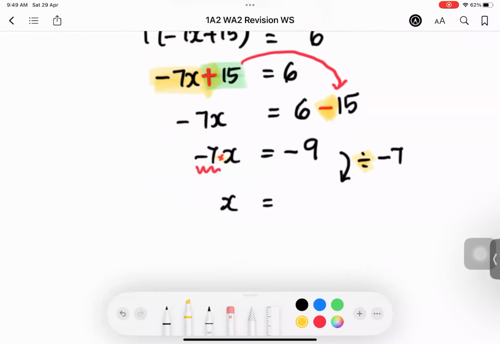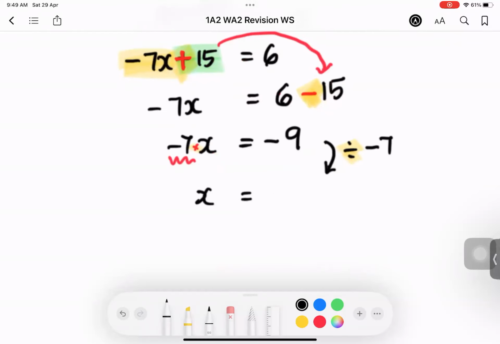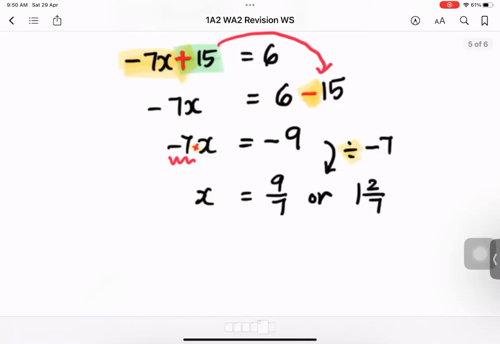Don't cry. It's okay, common mistake, all right? Okay, so explain again. Make sure you get it correct. Now you get negative 9 divided by negative 7. Answer is still 9 over 7, or you can write it as improper fraction 1 and 2 over 7. Okay, are y'all still good?